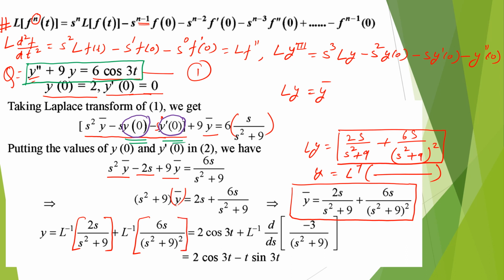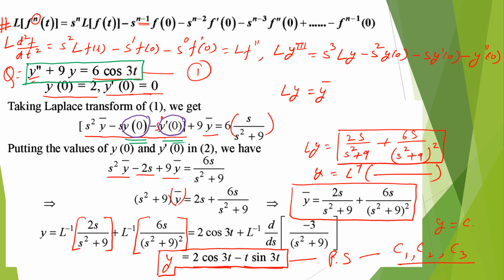square. Now calculating the Laplace inverse, we get 2 cos 3t minus t sin 3t. So y is equal to this, and this is the advantage of Laplace, that we are not getting any general solution or complete solution. This is the particular solution. Particular solution means we are not getting any arbitrary constants like C1, C2 or C3, which we receive in the solution of y is equal to CF plus PI. So we get the exact solution, a particular solution for the differential equation by using Laplace transformation.